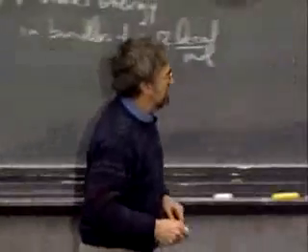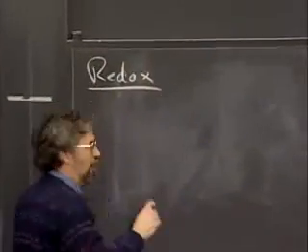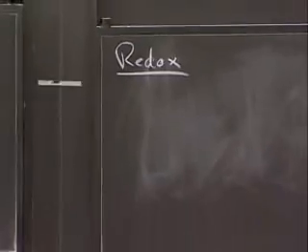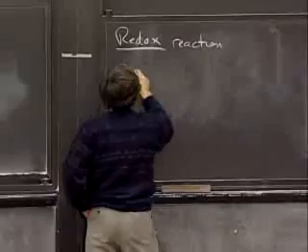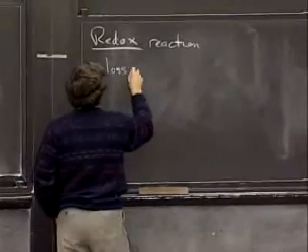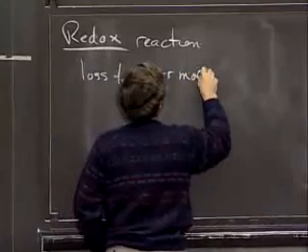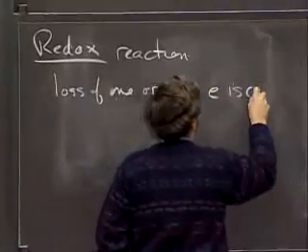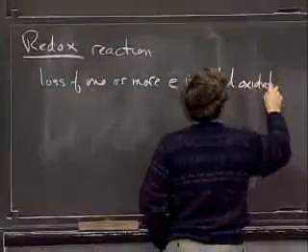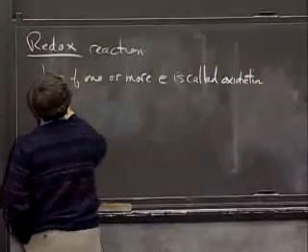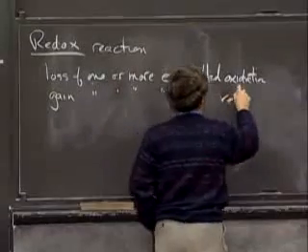Now, there's one other kind of reaction that I'm going to have to tell you about. Penny will talk quite a bit about this when you're thinking about how organisms make a living. But this is a set of reactions known as redox reactions. So the loss of one or more electrons is called an oxidation. And the gain of one or more electrons is called a reduction.